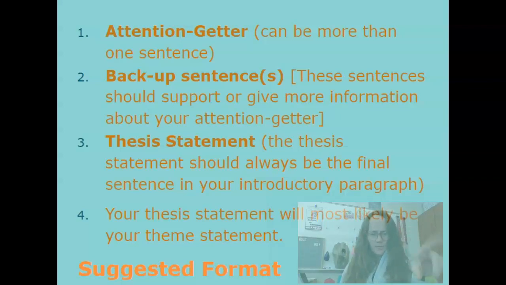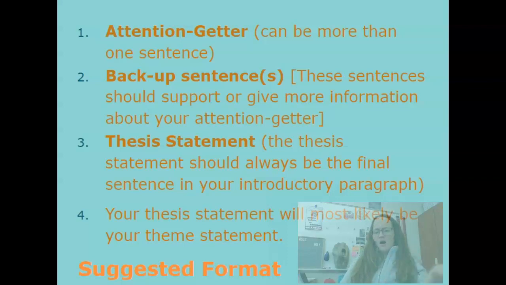And remember, for your introduction, you do not need to incorporate quotes from the story. You really shouldn't need to unless you're using it as an attention getter. The quotes and the evidence you are going to be using in those body paragraphs. Okay, and then the most important part is going to be your thesis statement. Your thesis statement should always be the final sentence in your introductory paragraph.